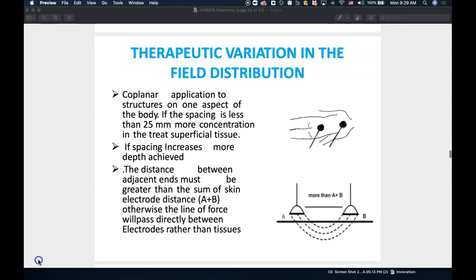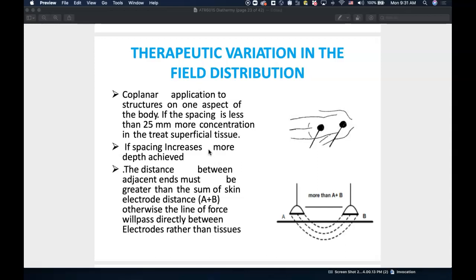So this is just a repeat of what I've already been saying, you guys, but I love images and I think you guys do too. And so when we're thinking about spacing, if spacing between the electrodes is less than about 25 millimeters, then we know that the treatment is going to be very superficial. It's going to target superficial tissues. And there might be times in the clinical setting where you want your diathermy to focus on superficial tissues.